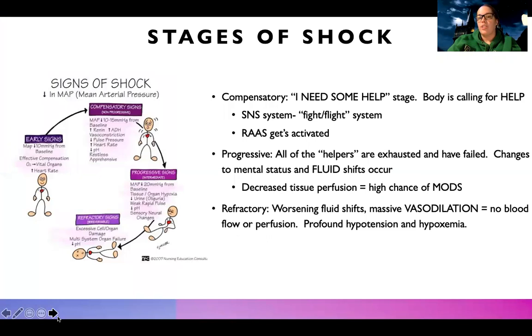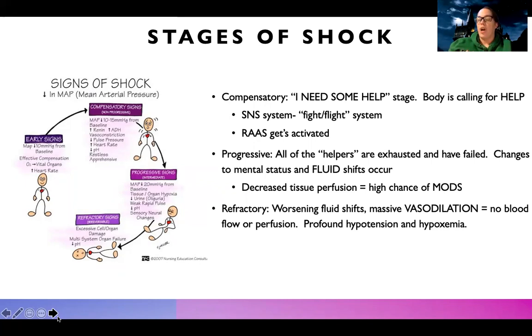There are three stages. There's the compensatory stage, where the body's pretty much saying, I need some help. It's starting to call for help. So the sympathetic nervous system, the fight or flight, gets activated and comes in and helps. The RAS, or renin-angiotensin-aldosterone system, also gets activated and comes in and helps. All these things are coming in and helping, and a lot of their efforts help at first. It's not that they completely make things worse.